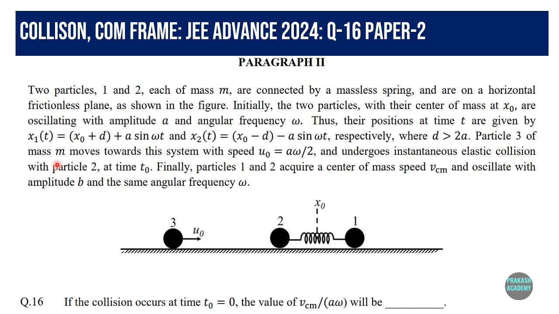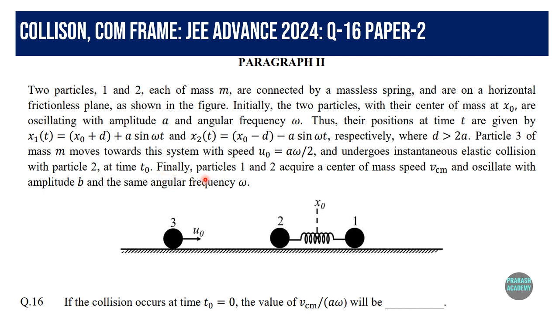Particle 3 of mass m moves towards this system with a speed u naught, which equals a omega by 2, and undergoes instantaneous elastic collision with particle 2 at time t naught. So the third particle is moving and coming with a speed u naught and this collides with particle 2, and the collision is elastic and instantaneous, so it happens suddenly.